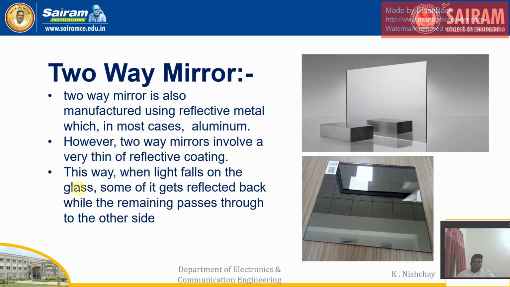However, the coating on a two-way mirror is very thin. In a normal mirror, they coat a heavy metallic material so that the coated side of the mirror cannot be seen through from the outside. Here, only a thin layer of reflective metallic material is coated on the back side of the mirror, so that the mirror acts as a one-way or two-way mirror. This way, when light falls on the glass, some of it is reflected back, while the remaining passes through to the other side.